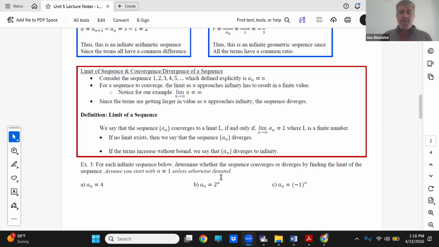What's the numbers? So, definition: limit of a sequence. We say the sequence a sub n converges to a limit L if and only if L is a finite number. If it doesn't, we say it diverges. Don't necessarily say it does not exist. We use the word diverge instead. If the terms increase without bound, we also say it diverges, but to infinity, right?